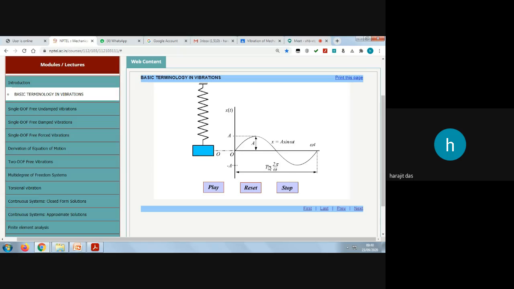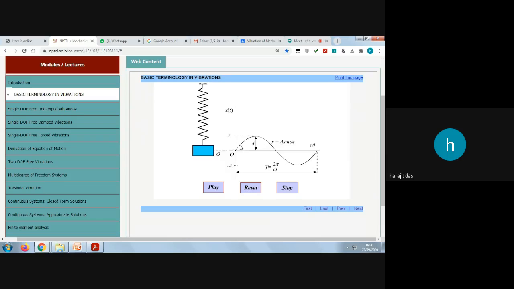Now you can ask me, sir, why is this sinusoidal equation only in this form, x equals A sine omega t? So what is x equals A sine omega t? This is the locus of all the points which will be there on this line.